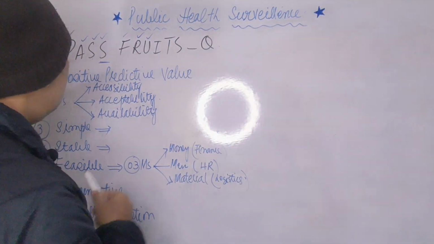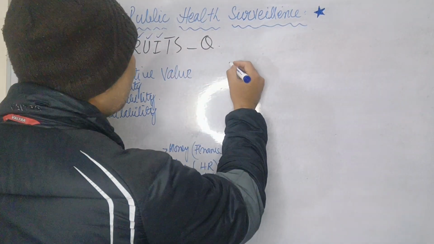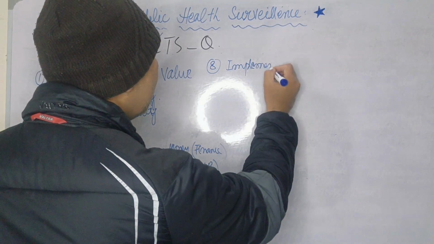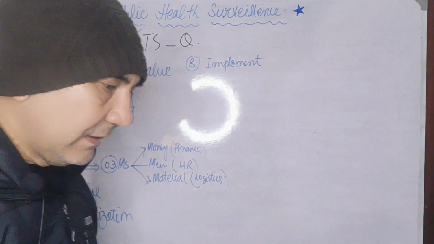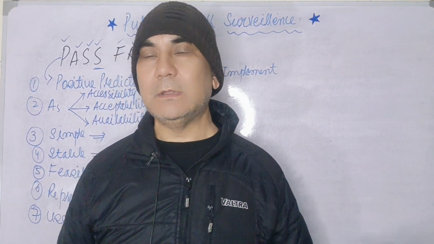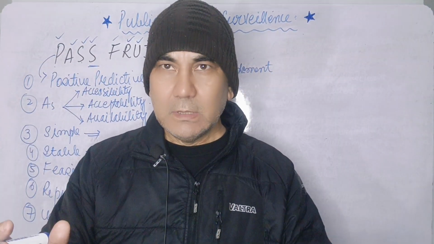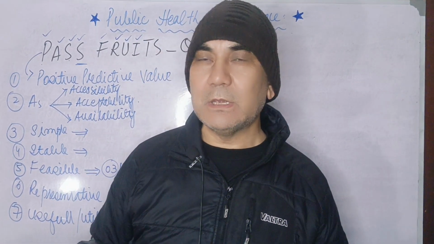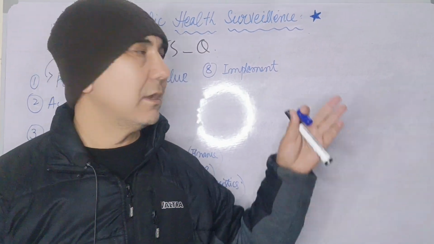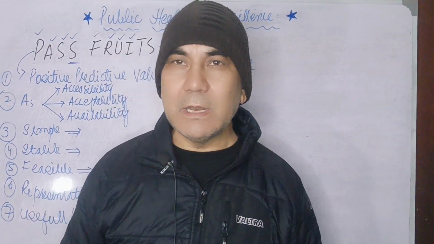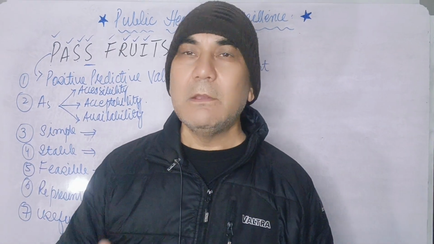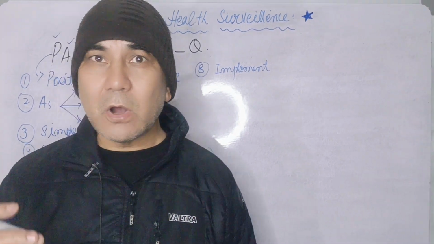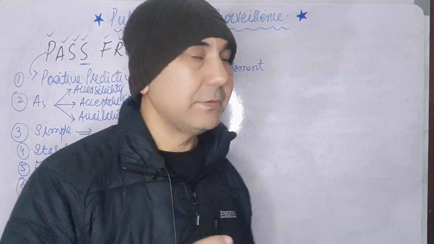Now the eighth characteristic is I, for implementation. When you come up with a concrete result, you will communicate the result of that surveillance at the policy making or decision making level. When it reaches the decision making level, it should be implemented if it is useful or cost effective.